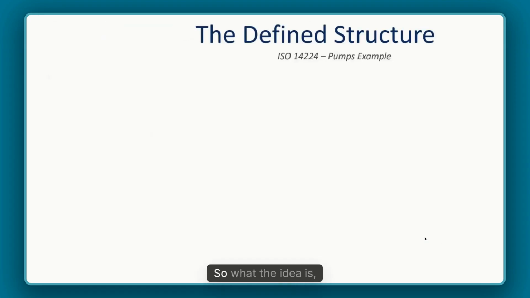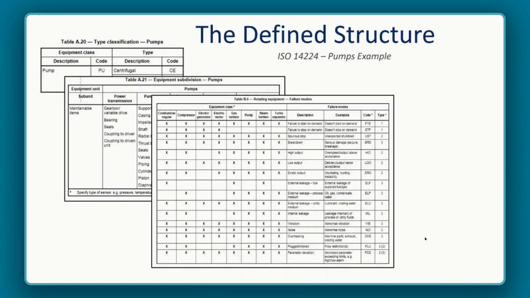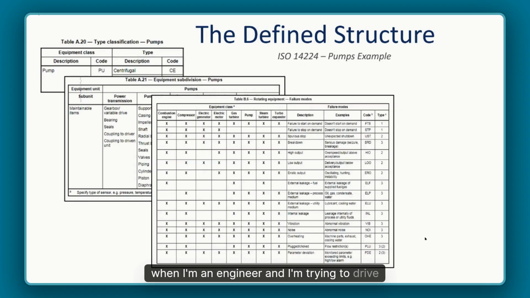Yeah. So the idea is when I'm an engineer and I'm trying to drive defects out, if you record failure code information in SAP this way, this is a drop down.